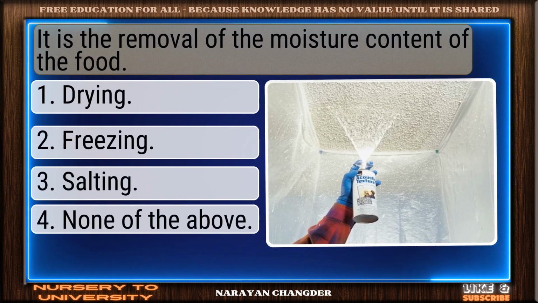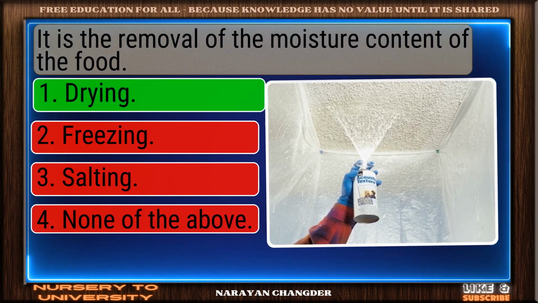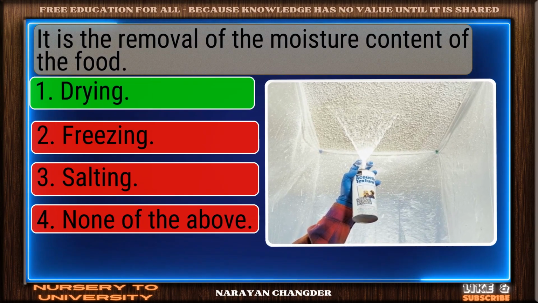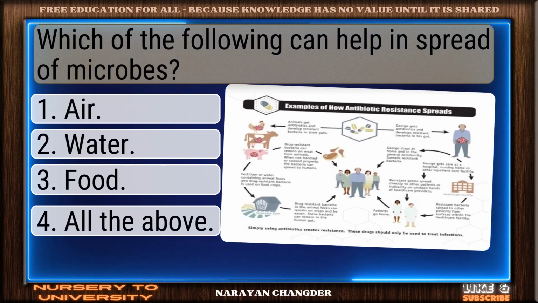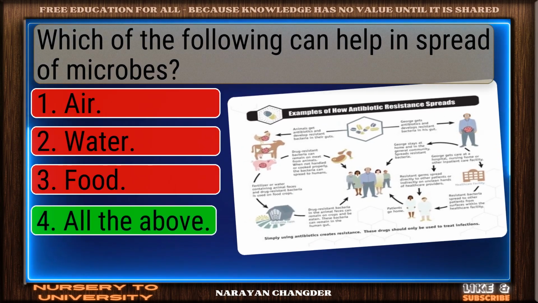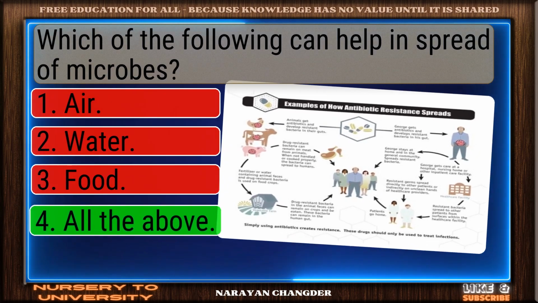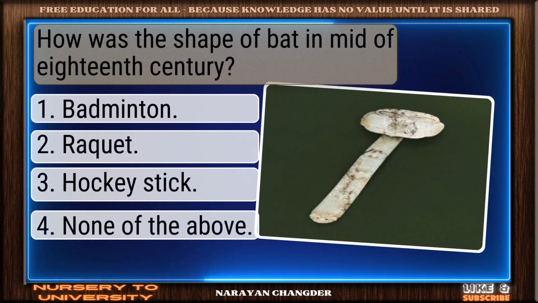It is the removal of the moisture content of the food. Nice work. You chose drying and it is correct. Which of the following can help in spread of microbes? On track. All the above is the correct answer. How was the shape of bat in mid of 18th century?